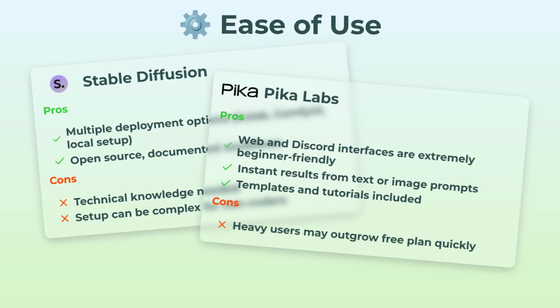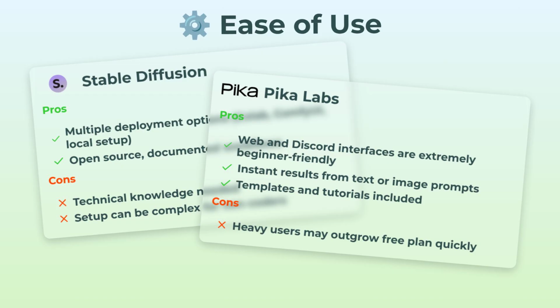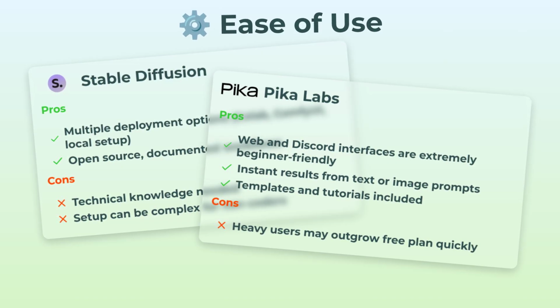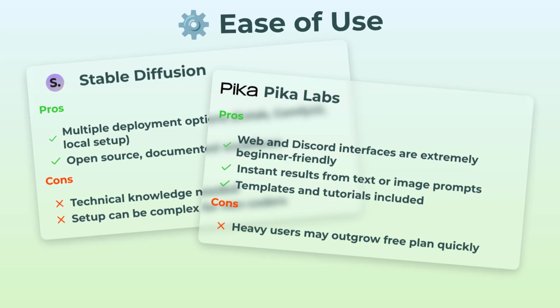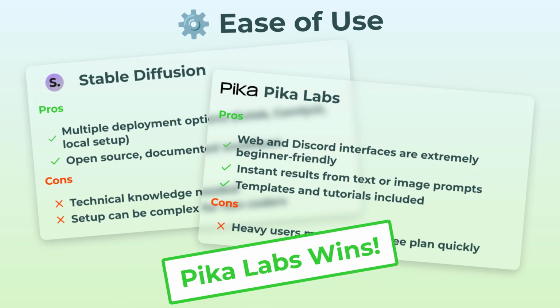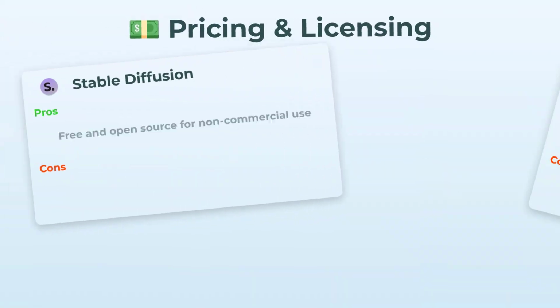Pika Labs? Oof. It's like walking into an Apple store. You get web access, Discord actions, instant results. Type in your prompt, and boom, video. Even has templates and clear tutorials. There's a ceiling on what you get for free, but it's as beginner-friendly as it gets. So Pika Labs wins here. No contest, really. Let's talk pricing and licensing.